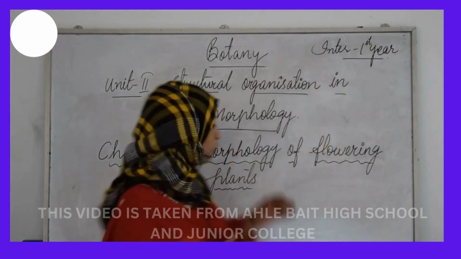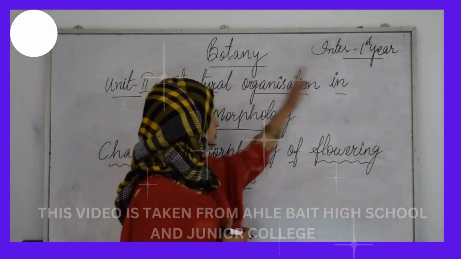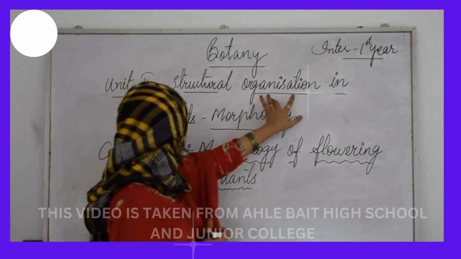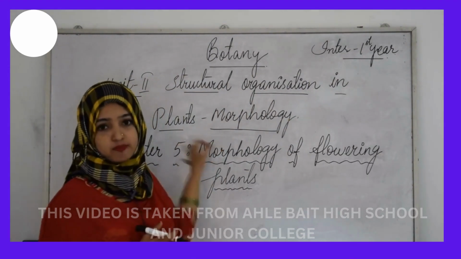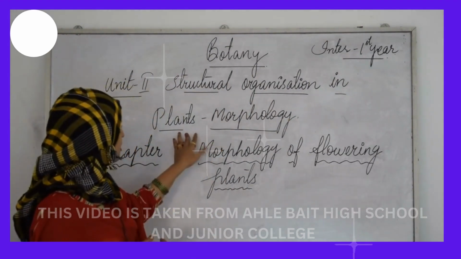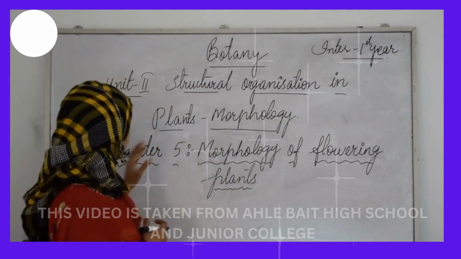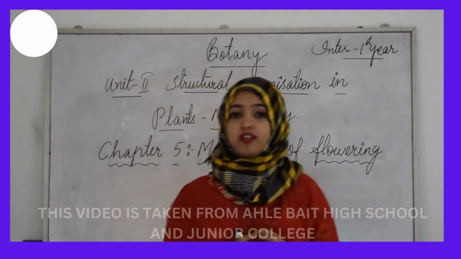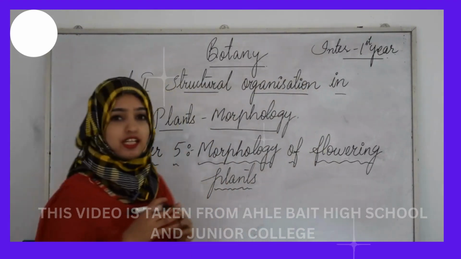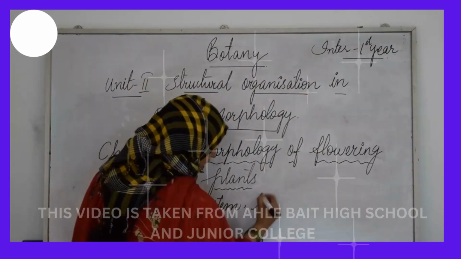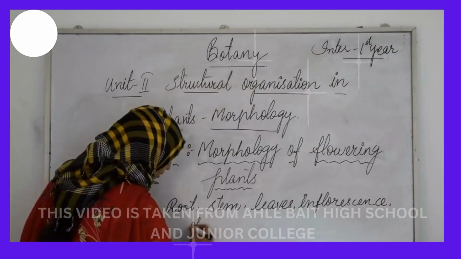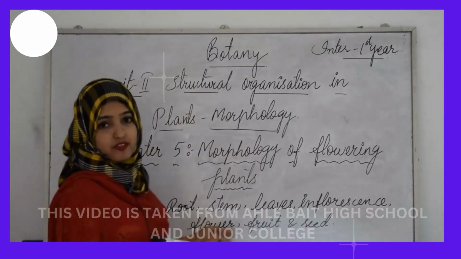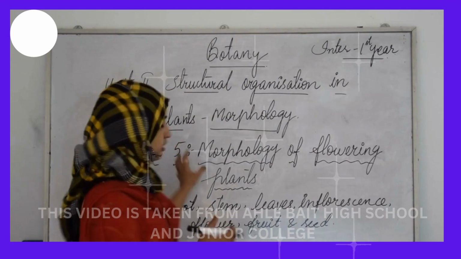We are going to start Unit 2 of our Botany, Intermediate first year, and the name of our unit is Structural Organization in Plants, that is called morphology. From that we have only one chapter, and that is Morphology of Flowering Plants. In this we are going to learn various topics like root, stem, leaves, inflorescence, flower, fruit, and last is the seed. So these are the various topics that we are going to cover in this chapter.